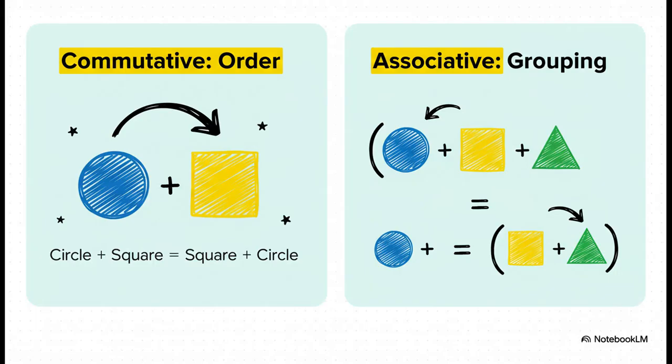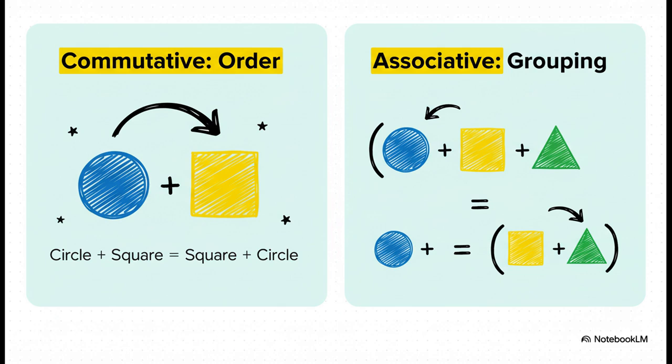Okay, let's pause here, because this is where people get tripped up all the time. Let's make it super clear. Commutative is all about changing the order of the numbers. Associative is all about changing the grouping with parentheses. Just think, commute means to move around, associate means to group up.